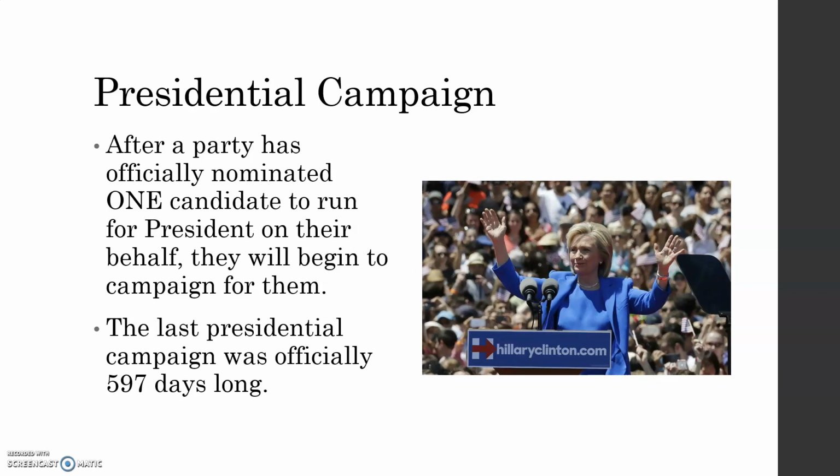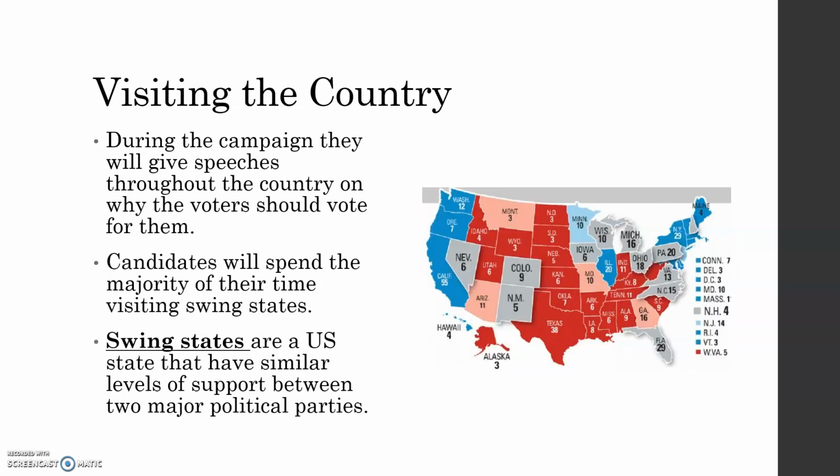Now, when it comes to campaigning as president of the United States, before we get to any general elections, that presidential candidate has to go around the country and tell people why they should vote for that person. Presidential campaigns can be pretty long. The last time, back in 2016, since this one isn't quite done, Hillary Clinton campaigned for 597 days. That's more than a year going around the country telling people how to vote. When they're visiting the country, they give speeches, they go to specific states based on their views, and talk to the people as to why they should vote for them.